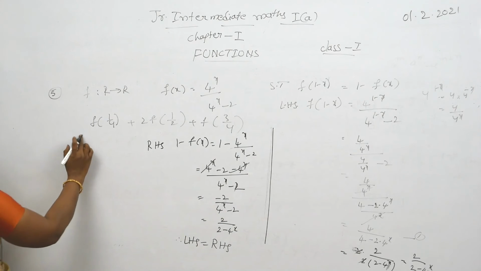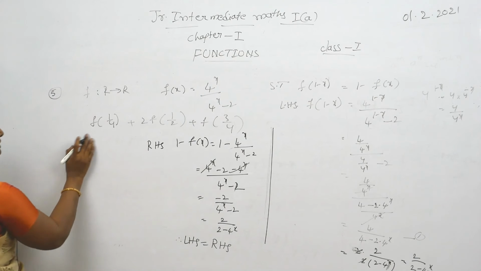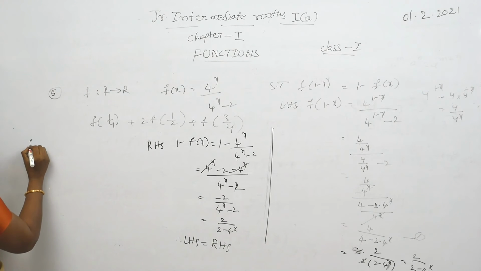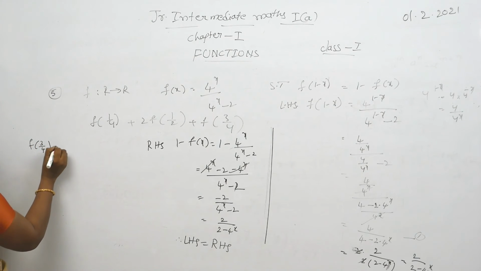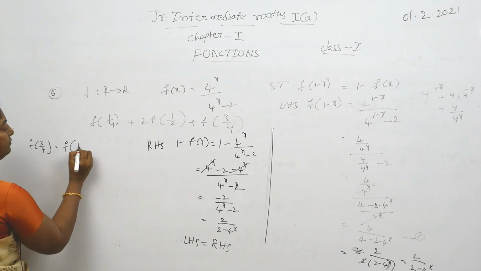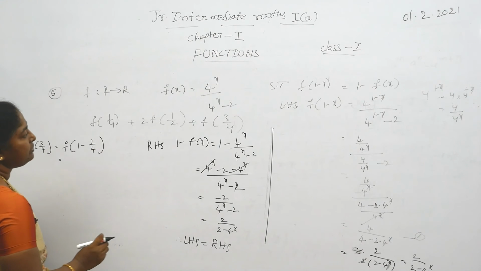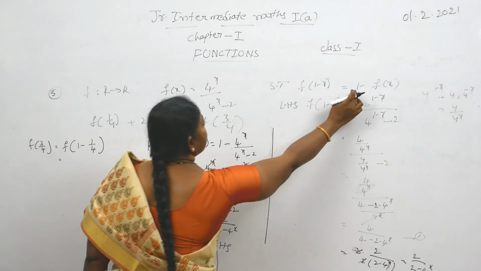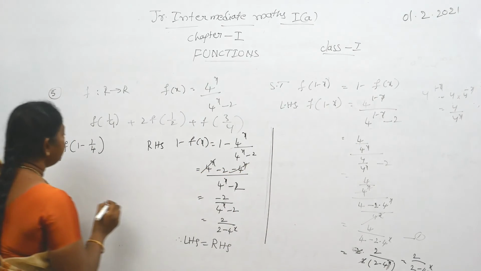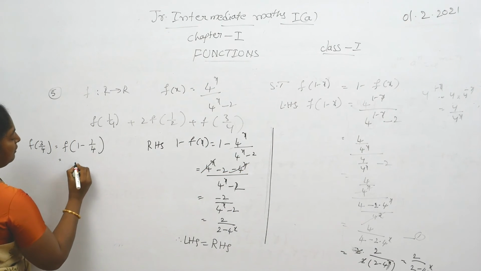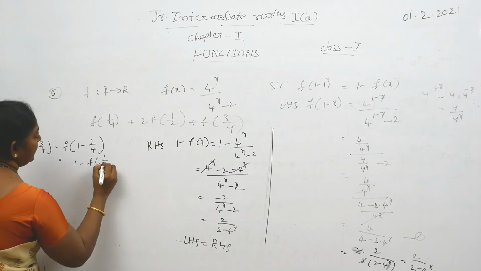Next we have to find this value. So first, f of 3 by 4 equal to, we can write as f of 1 minus 1 by 4. By using this condition, 1 minus f of x, we can write 1 minus f of 1 by 4.